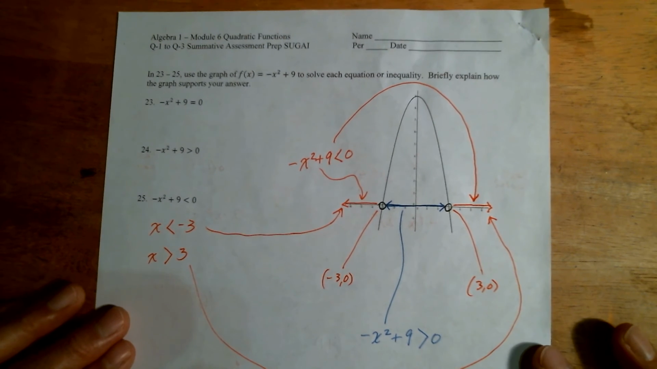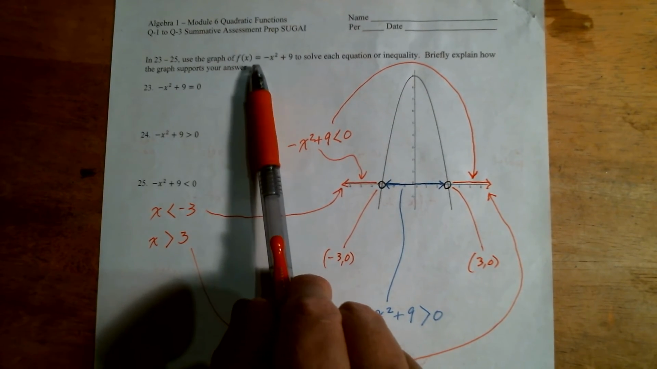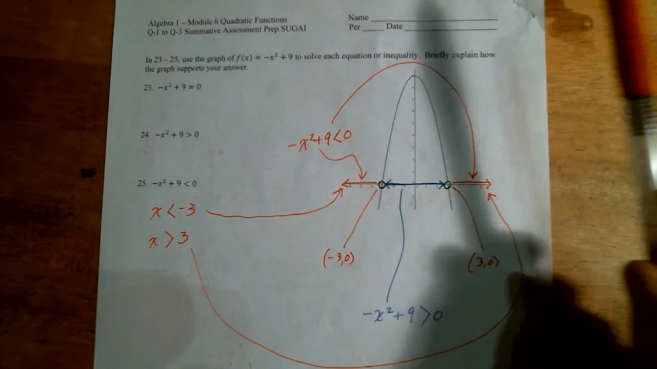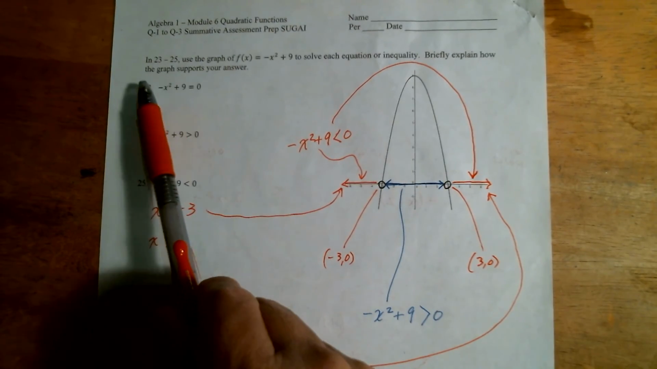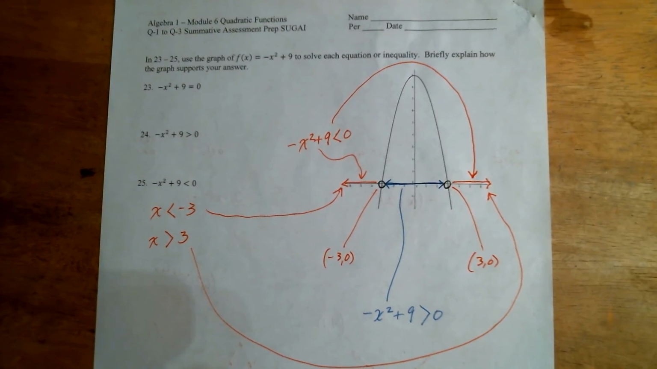Now this problem is a challenging problem. Let's try it. Use the graph of f of x equals negative x squared plus 9 to solve the equation or inequality. Briefly explain how the graph supports your answer. Now the first one is negative x squared plus 9 equals 0.